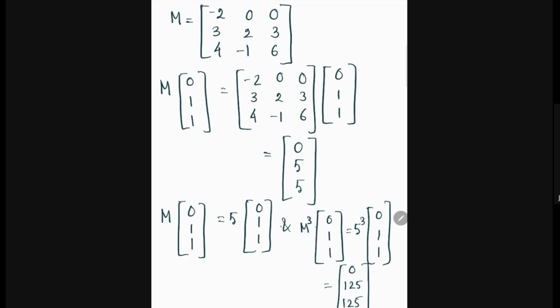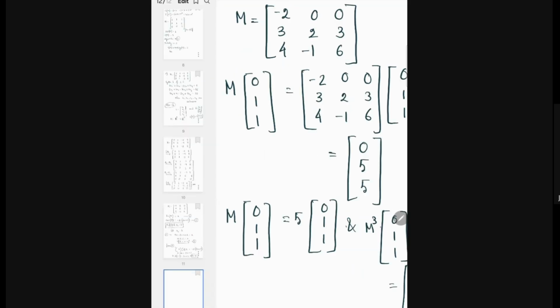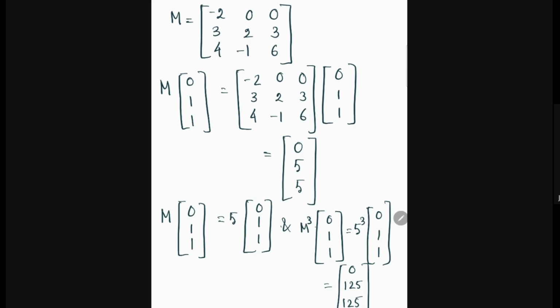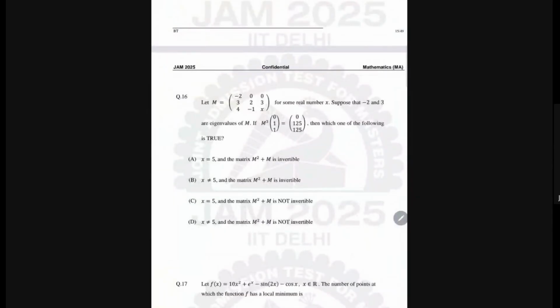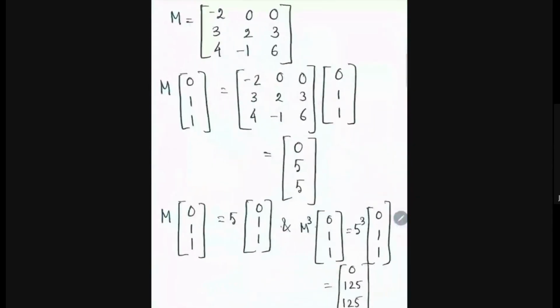So now our eigenvalues of M are -2, 3, and 5. And we have to check if M square plus M is invertible or not. Now, for M square plus M, what will be our eigenvalues? -2 square plus -2, that is 2.